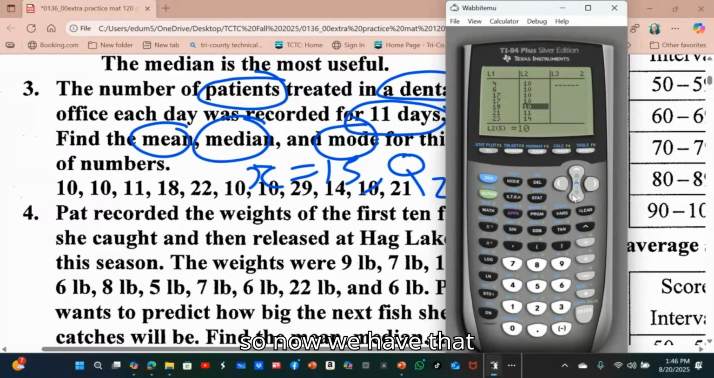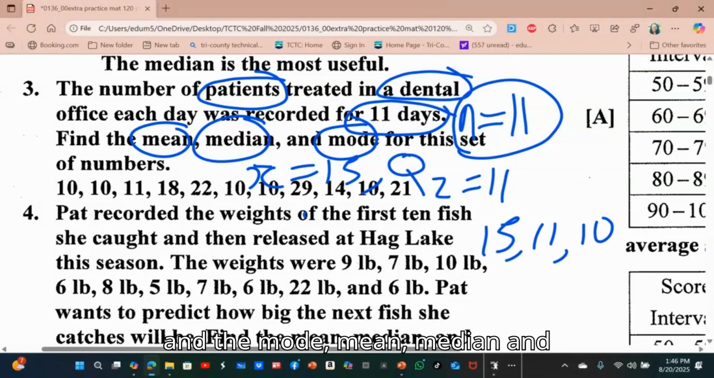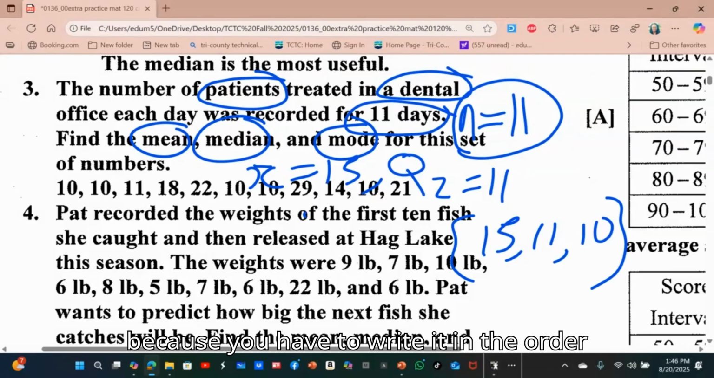Okay, so now we have that the mean is 15, the median is 11, and the mode is 10. Be careful, you have to write it in order: 15, 11, and then the mode. Mean, median, and mode. That's the way you write it, because you have to write it in the order you are asked to answer the question.